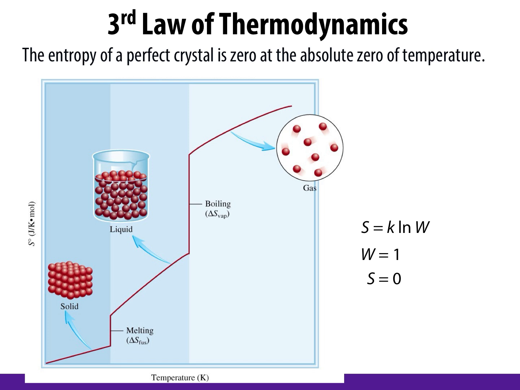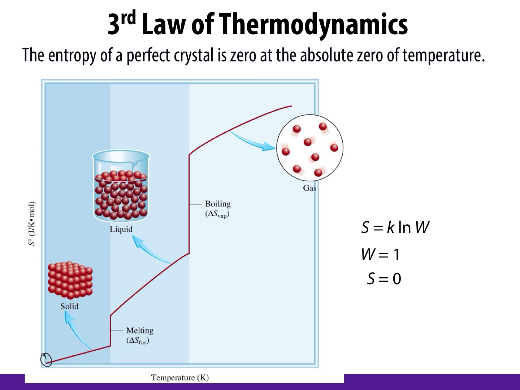This, in contrast to the first two laws, which are really earth-shattering, the third one doesn't seem as important. It's the entropy of a perfect crystal is zero at the absolute zero of temperature. Now, that might not seem incredibly important, but it is for chemistry, because what that means is when we do experiments, we can figure out the changes in entropy.